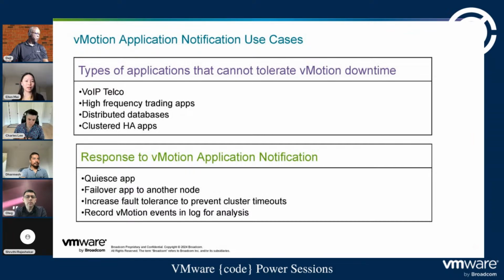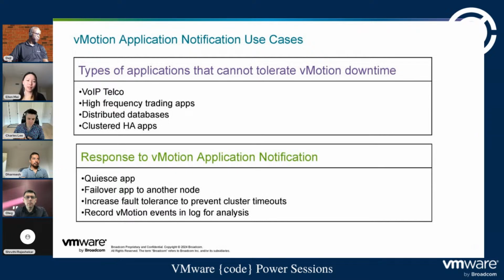Another example could be cluster database applications that are typically designed for high availability and use heartbeats to detect other instances in the cluster. vMotion downtime here may cause a node to look like it is unresponsive, which could lead to an expensive failover process.